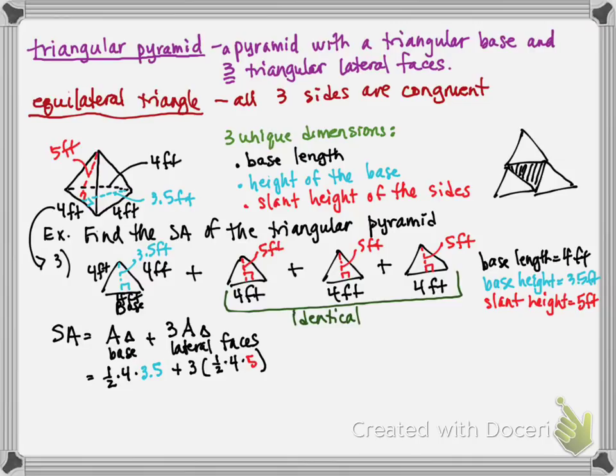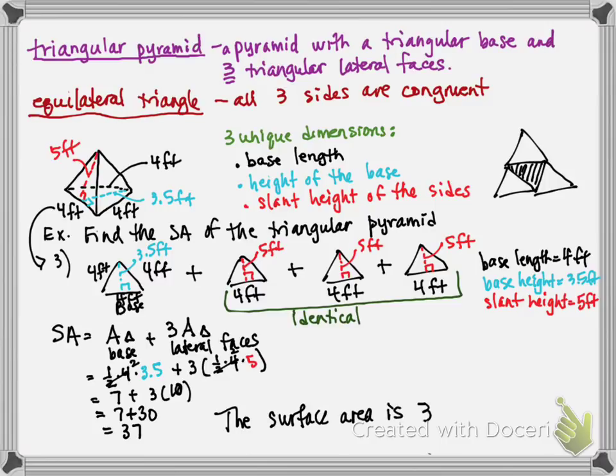Okay, let's start doing some math. 1/2 of 4 is 2. 2 times 3.5 is 7. 1/2 of 4 is 2. And that gives me 3 times 2 times 5 is 10. So that gives me 7 plus 30, which gives me 37. And so we would say the surface area is 37, and this would be square feet.